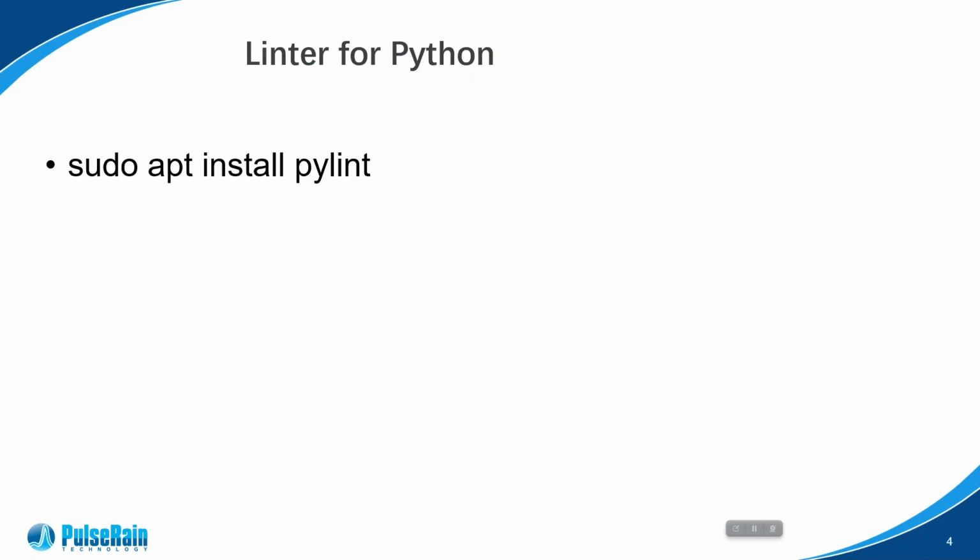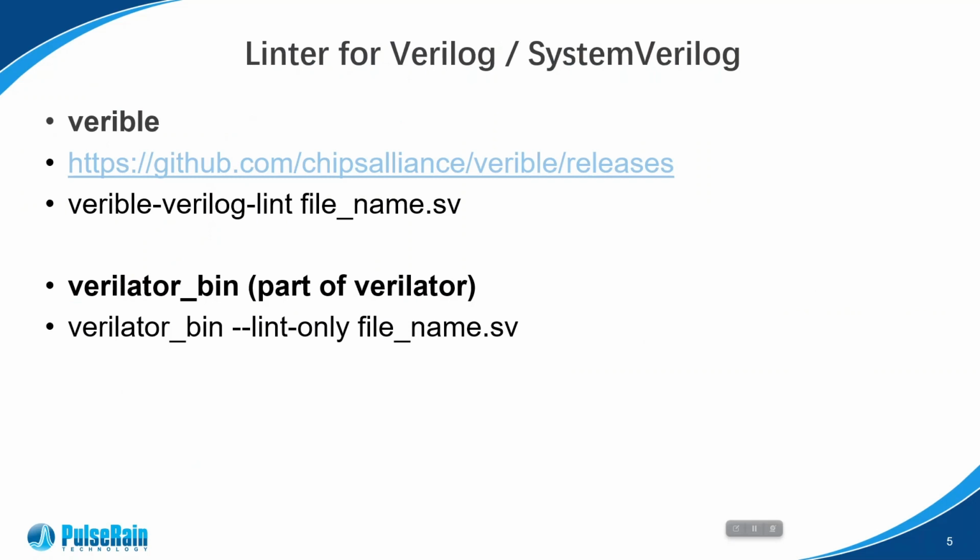format. And for Python, you can use pylint as a linter. For Verilog and SystemVerilog, there are two options as far as I know. One is Verible, which you can install from this link. The other is Verilator. Since we already installed Verilator in the previous episode, this is just a side benefit of it. Let's take a look.